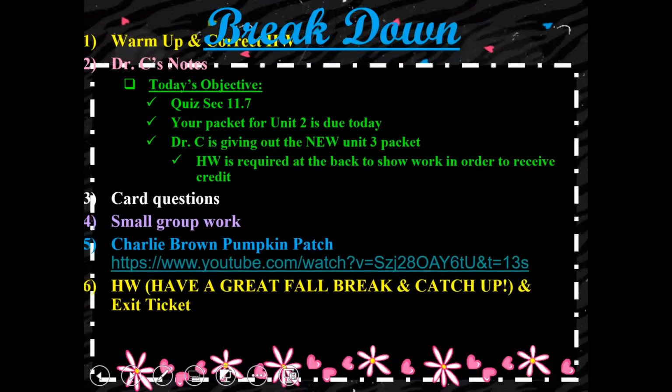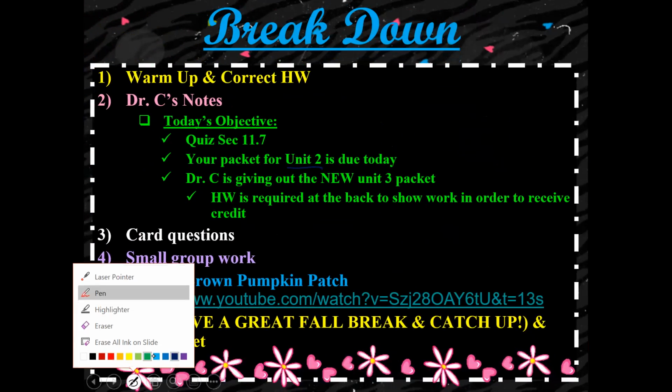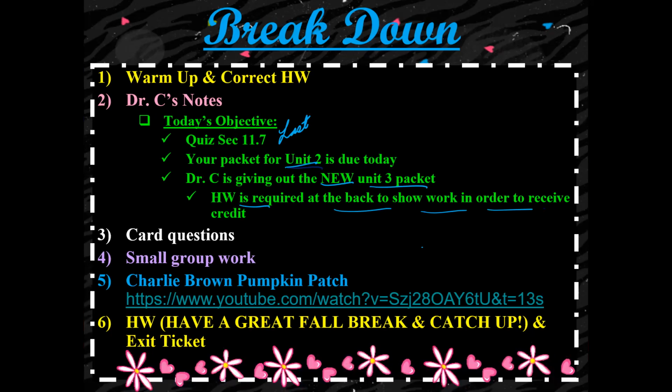All right, so this is the breakdown for today. Your Unit 2 packet is due today. I will be collecting that. In addition to that, this is your last quiz for this unit, quiz 11.7. We spent 2 days on dependent probability. I will be giving you guys a brand new packet today for Unit 3. Your homework is required at the back to show work in order to receive the credit. And today I have the following things that we're going to go over as well.